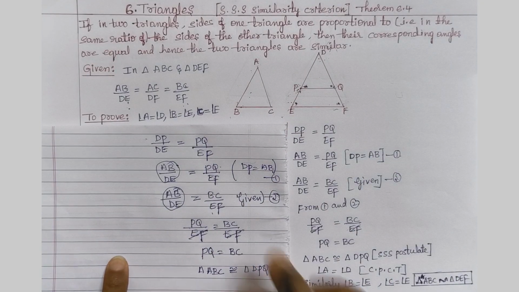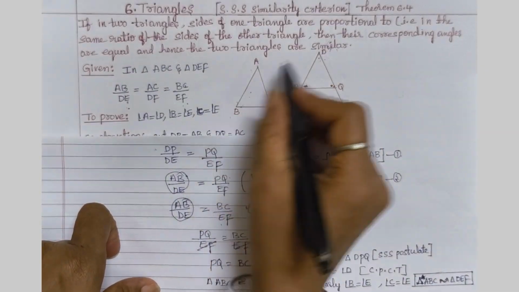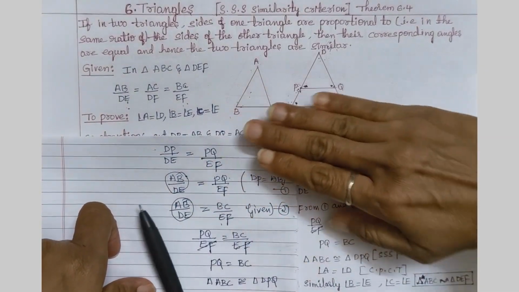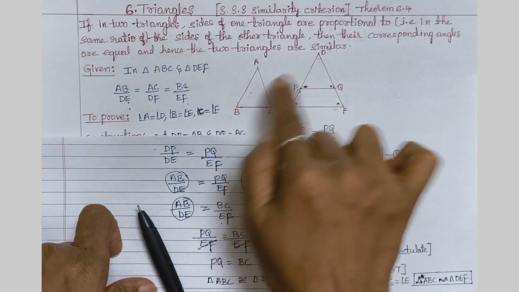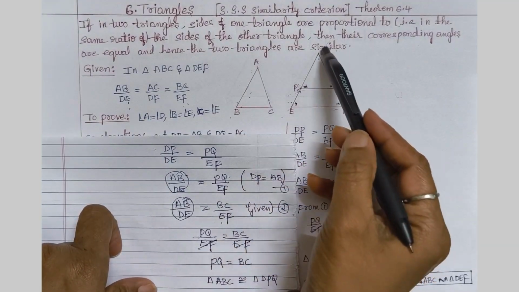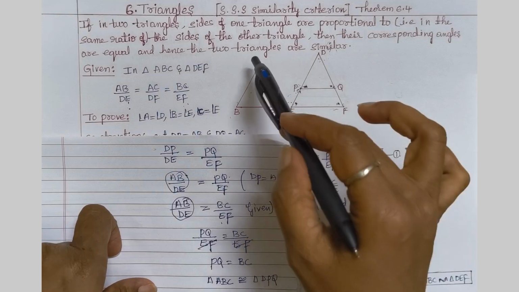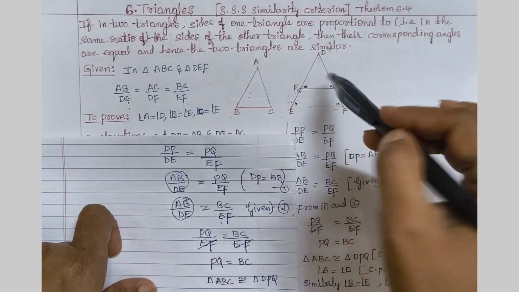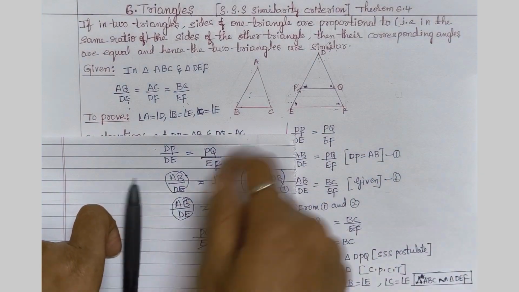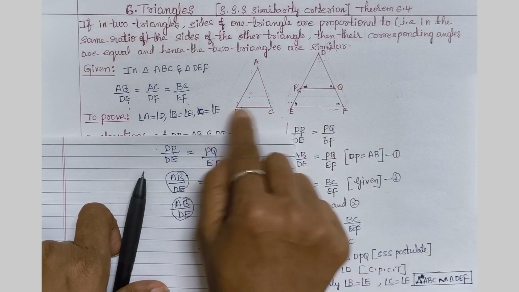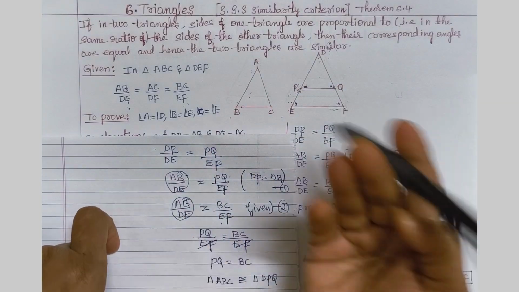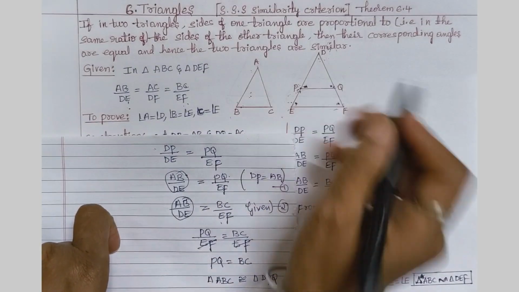Why are they congruent? See, this triangle you observe, this one leave it. Only these two small triangles. AB and DP, both sides are equal. Why? By construction. During construction only we did that. Next AC equal to DQ. This also we did in construction. So now we proved BC equal to PQ. So these triangles are congruent.